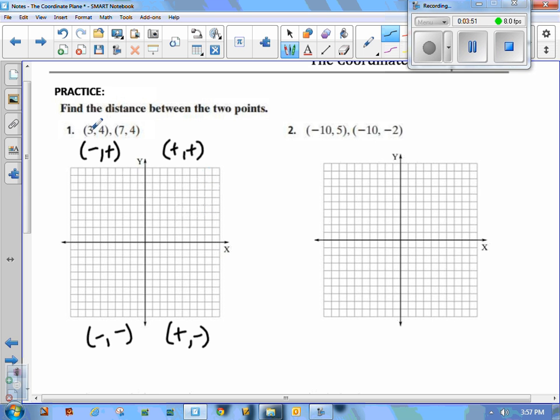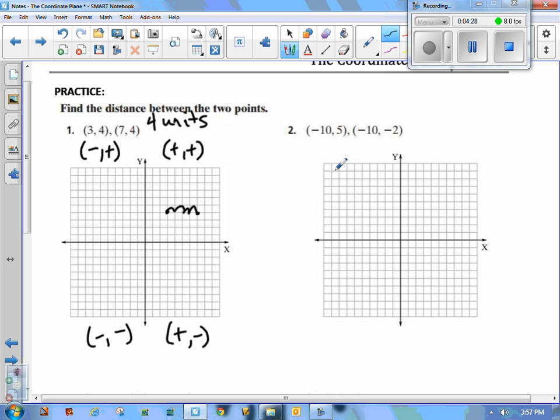So I'm going to plot my first point. I'm going to go over 1, 2, 3, and up 4. 1, 2, 3, 4. There's my first point. Again, back at the origin, I'm going to go over 7. 1, 2, 3, 4, 5, 6, 7, and up 4. 1, 2, 3, 4. Now I have my 2 points, and from here I can simply count the units, how far apart they are. 1, 2, 3, 4. So these points have a distance of 4 units.